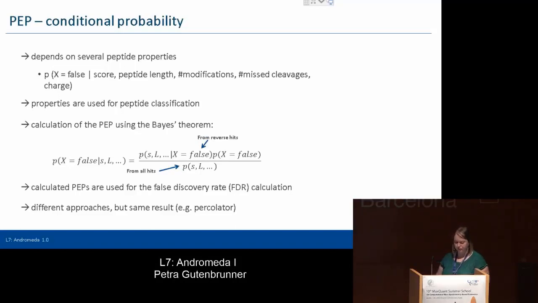There are different approaches, like Percolator, which is a machine learning approach, but basically it does the same. It also classifies them, and then it calculates FDRs for different classes and brings them together.